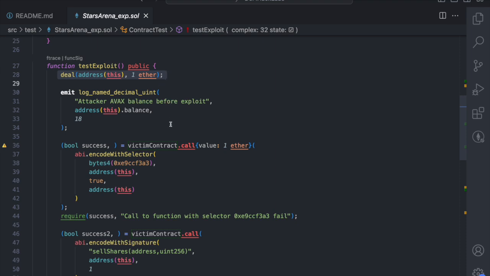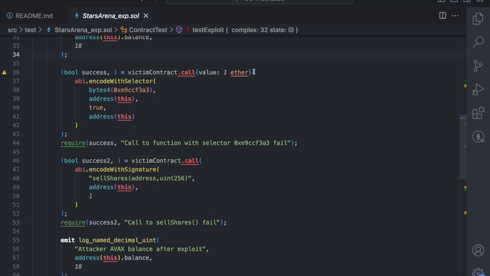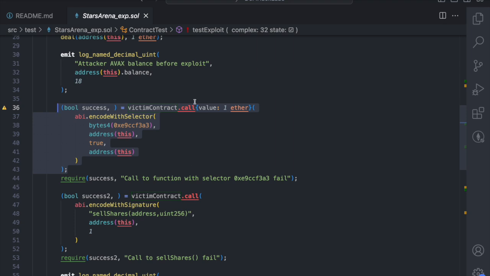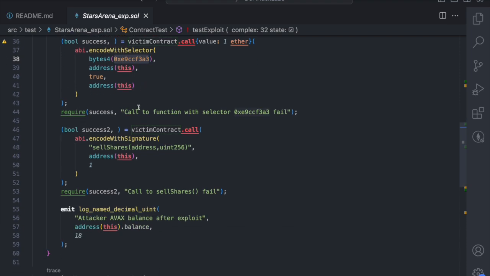So we're dealing out 1 ETH to set up this attack. This is the attacker's balance before. So they call the contract. I'm assuming they're doing something where they're buying shares of some sort. If not, maybe they've already bought shares to set up this attack. But they're supplying this contract with a value of 1 ETH for this function call, which we don't really know because Stars Arena is closed source. So this is how we reconstruct this contract. We can see the bytecode and what happened on chain, and that's how you can recreate this attack.